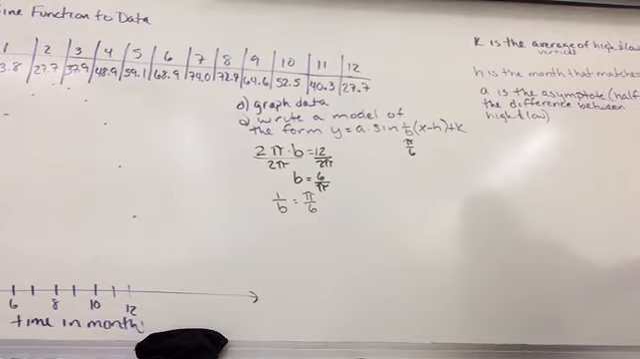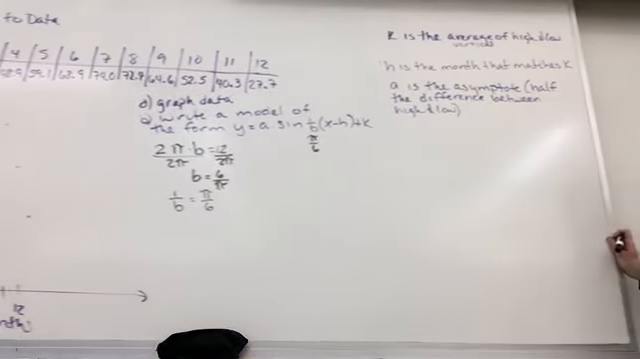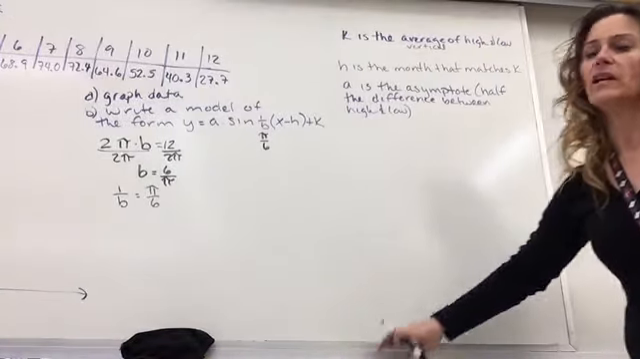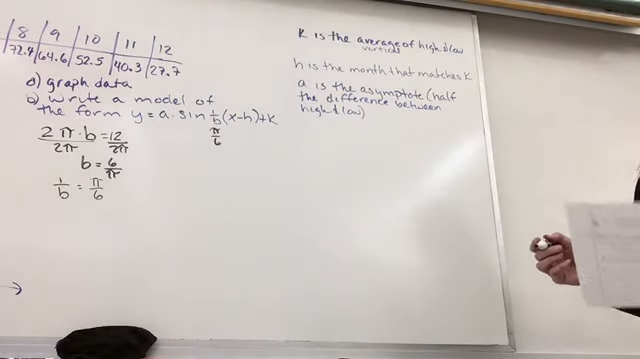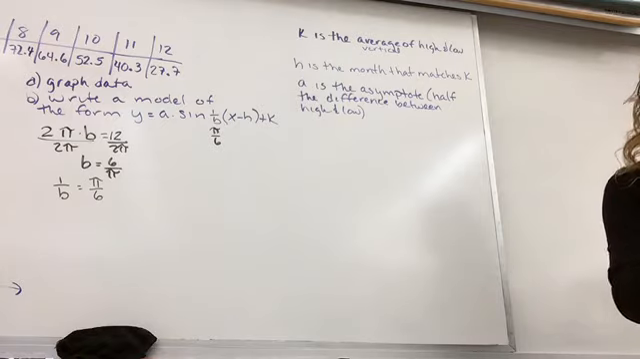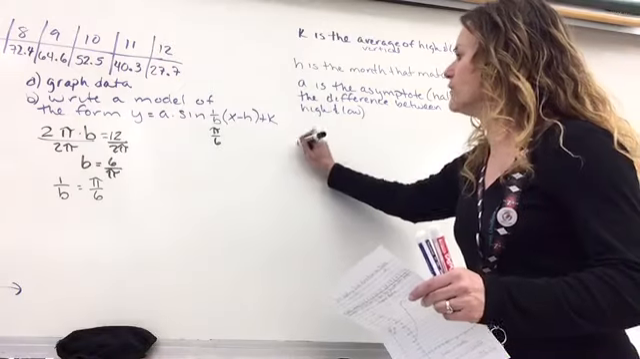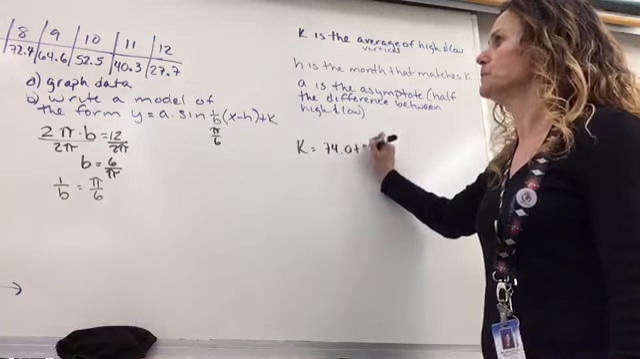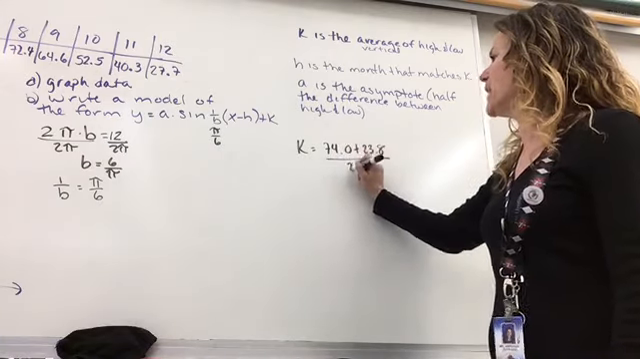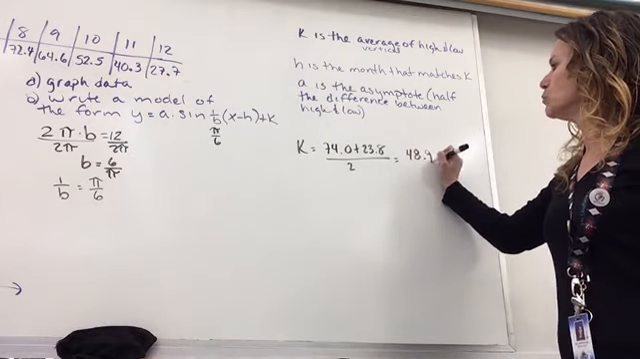Now, looking a little bit further, it says k is the average of the high and the low. So I'm going to move this down, see if you guys can see this all the way. K is the average of the high and the low, the vertical average. So my high point is 74, and my low point is 23.8. So to find k, I'm going to take the average. Average means I add them together, and I divide it by 2. When I do that, you get 48.9.